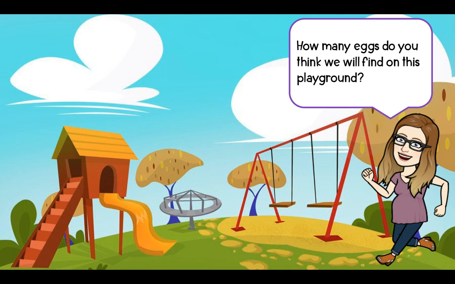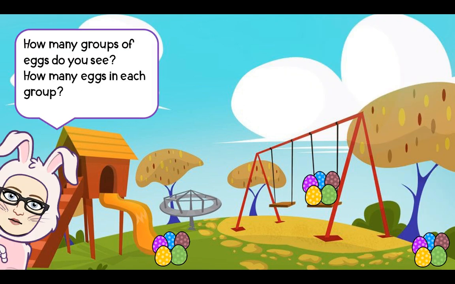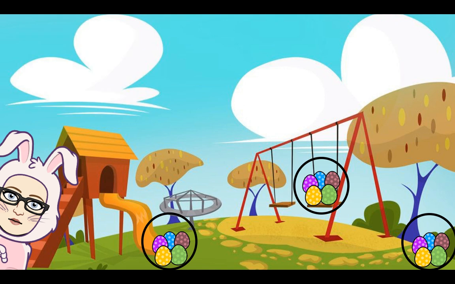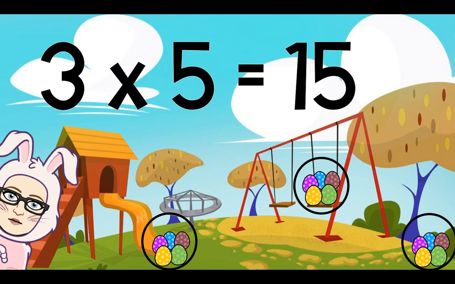All right, how many eggs do you think we will find on this playground? Ready? How many groups of eggs do you see? And how many eggs are in each group? I see 1, 2, 3 groups of eggs. Inside each group is 5 eggs. I can skip count by 5s to help me with my answer. I see 5, 10, 15 eggs. So 3 times 5 equals 15.